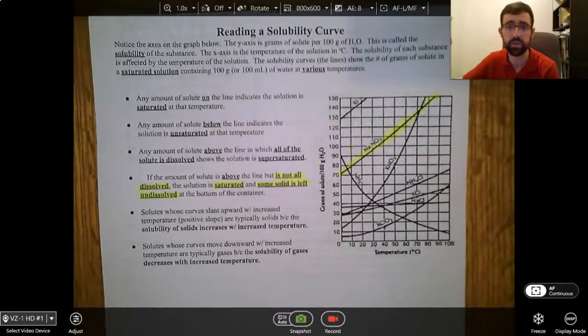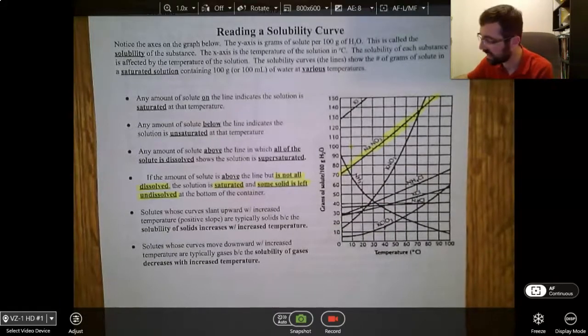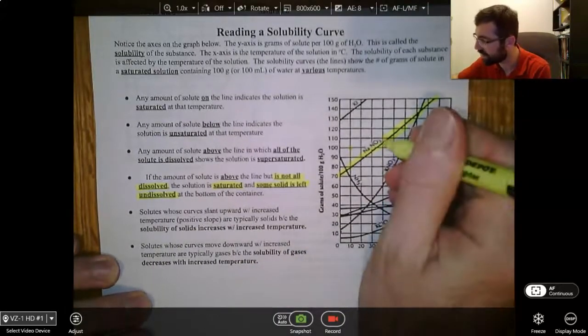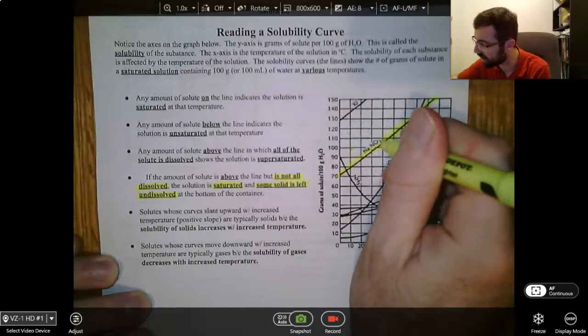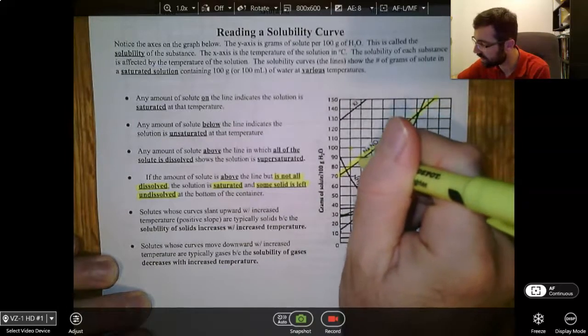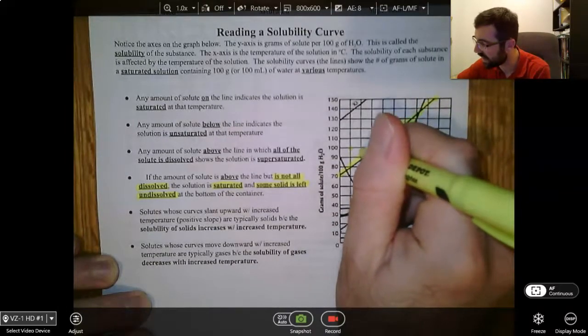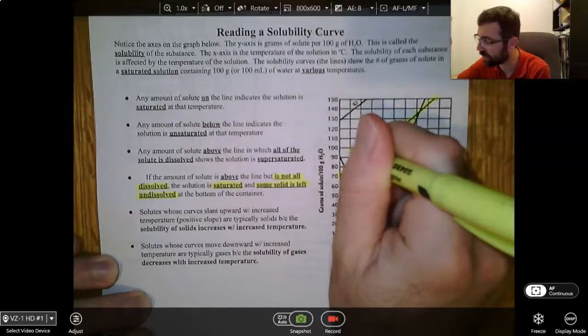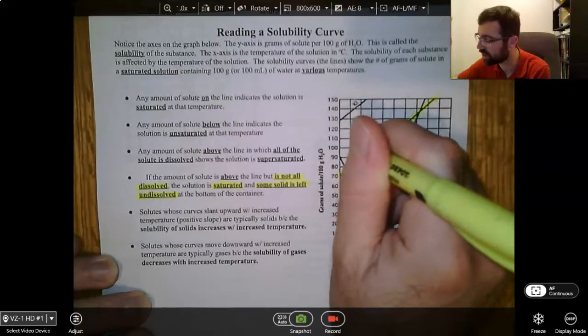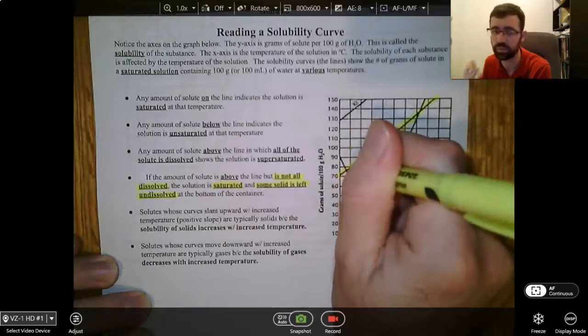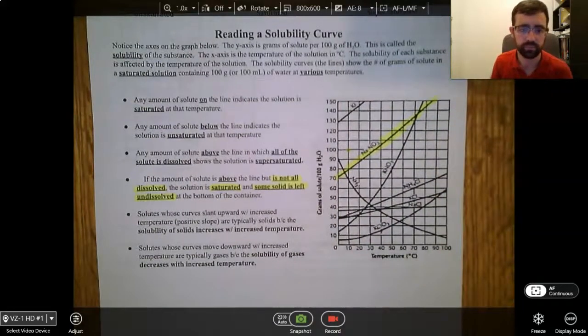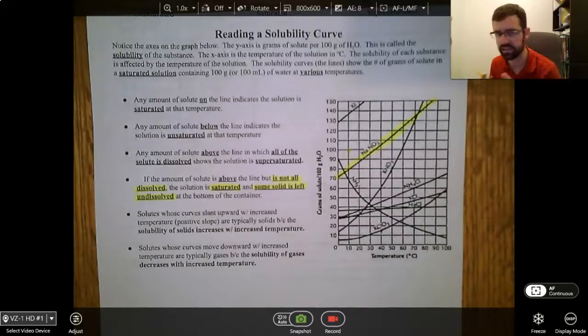Remember, to make a supersaturated solution, you would heat it up and then you'd cool it back down very slowly. And as we cool it down, if we're left with more dissolved than what is normally possible, that's a supersaturated solution. If you need clarification on that, I'd be happy to answer questions about that later. That's a little bit of a tricky subject.